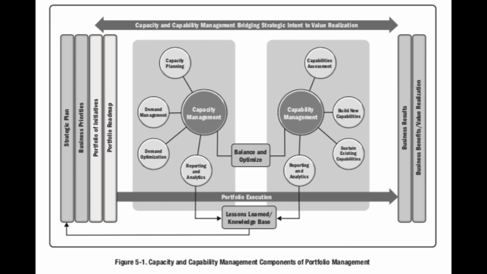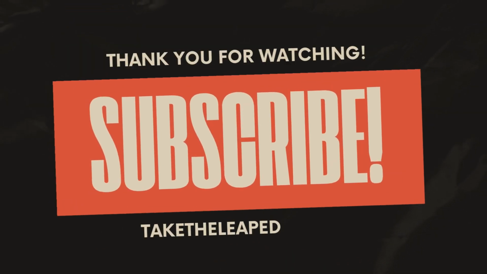Sometimes you'll need to sacrifice capacity in the short term to build long-term capability. Other times, you'll have to push forward with limited skills and rely on external support to keep capacity high. It's all about making those decisions strategically. So you're always aligning your resources and skills with your organization's goals.